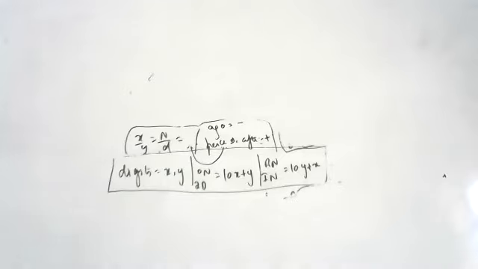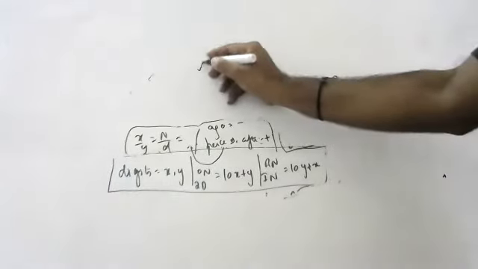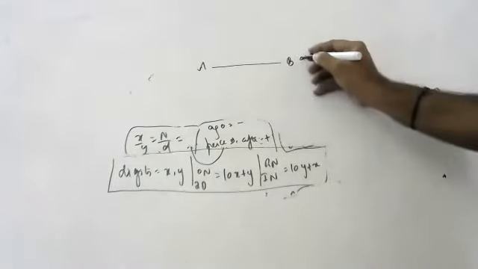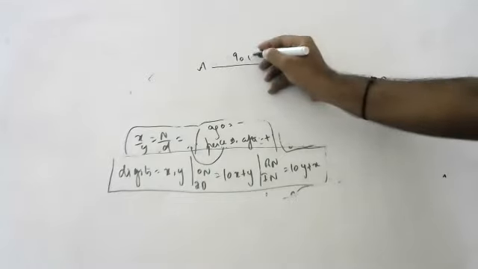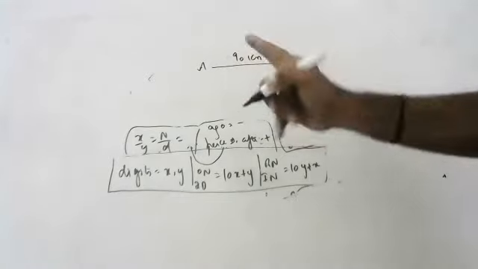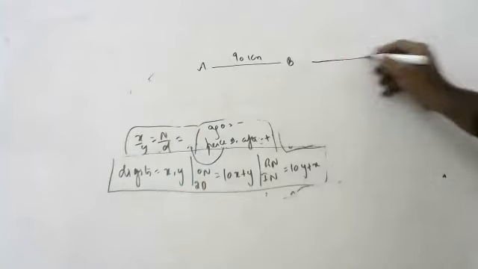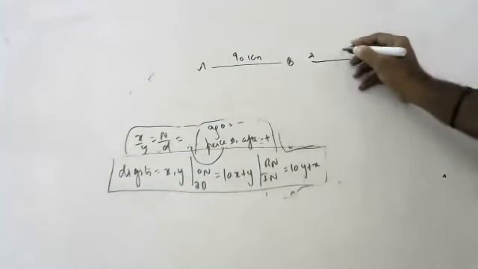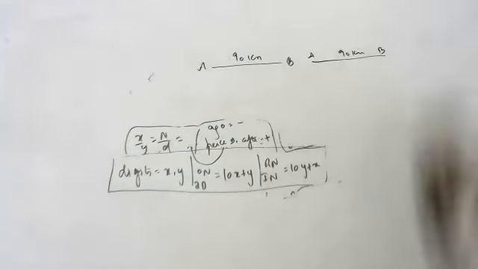Compulsory it will come, children, today, 100% guarantee. Point A and B are 90 kilometers apart. Okay, one condition here I write, so that you will not get any confusion. In the same diagram, if I am saying, you are getting confusion.